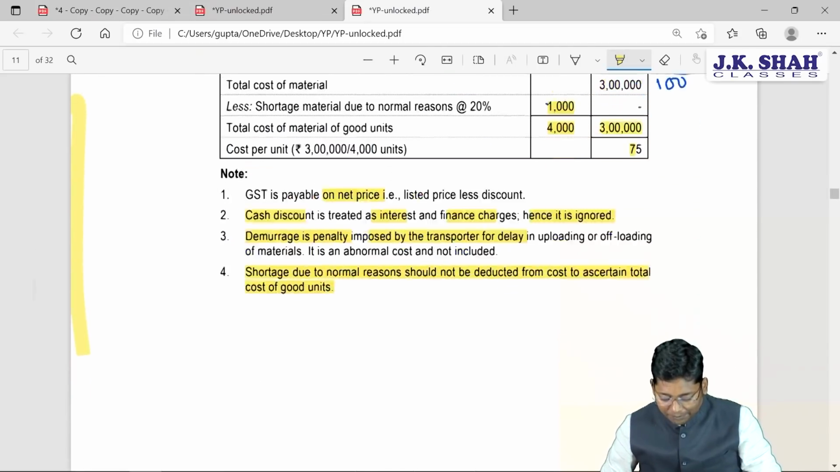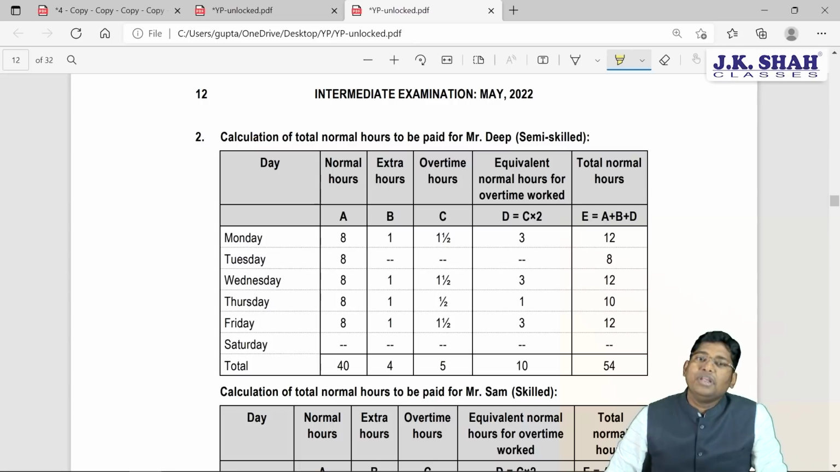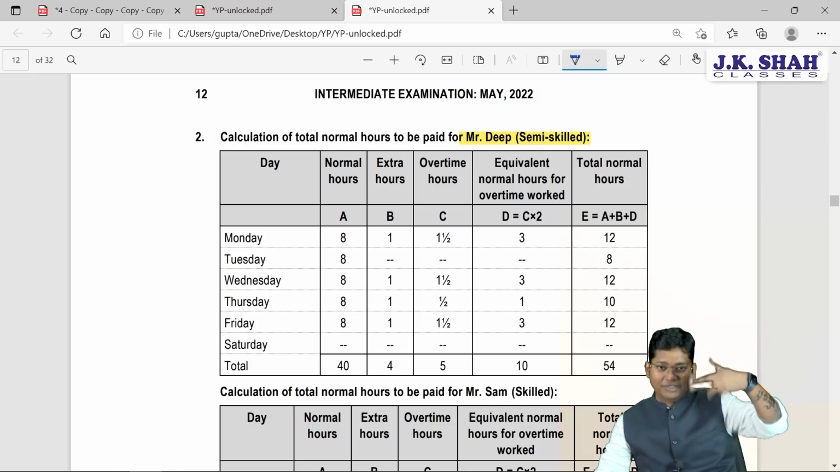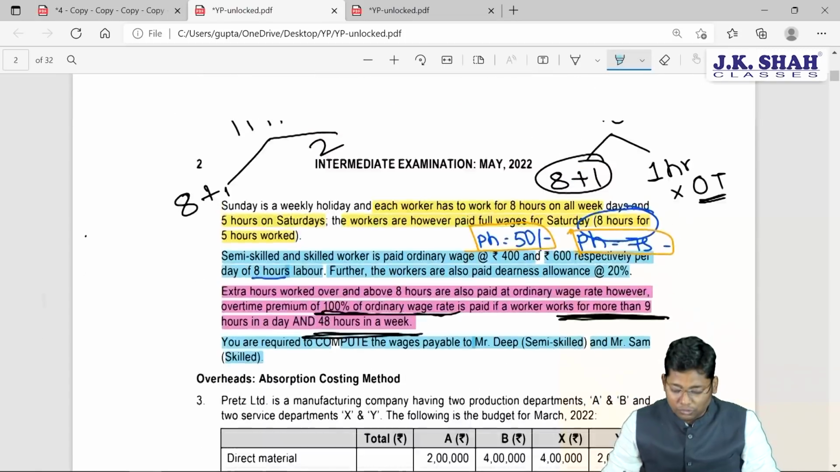Now, how is this number of hours to be paid calculated? See here, simply you need to prepare one table for that. Now, if you check, Deep is the semi-skilled worker, and in the semi-skilled worker's calculation all the days are given. Monday, Tuesday, Wednesday, Thursday, Friday and Saturday. As far as Monday is concerned, let's go to the table first.